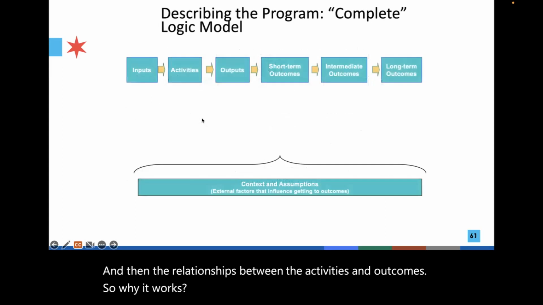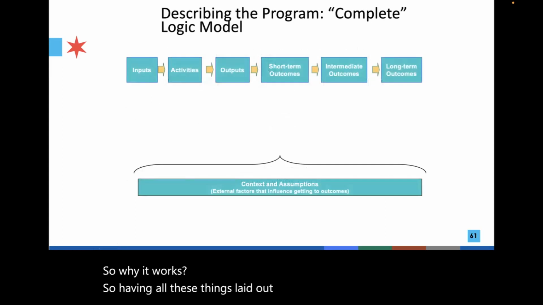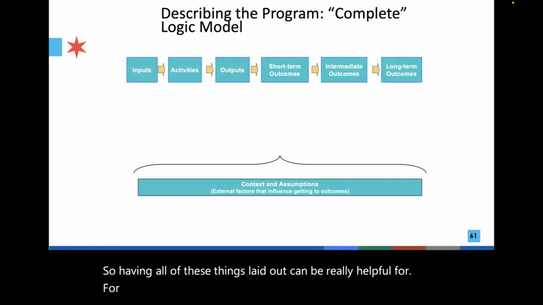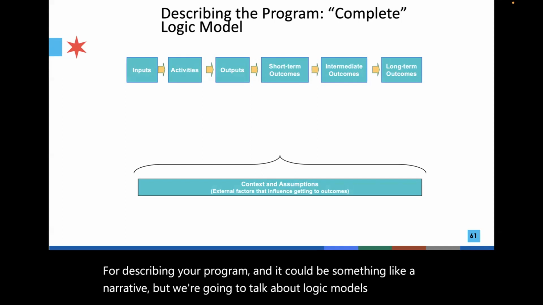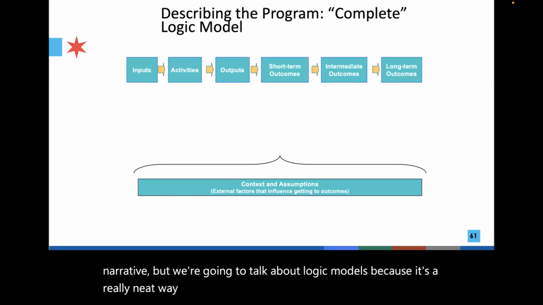So having all of these things laid out can be really helpful for describing your program. And it could be something like a narrative, but we're going to talk about logic models because it's a really neat way to have everything together and really boil down to the key parts.